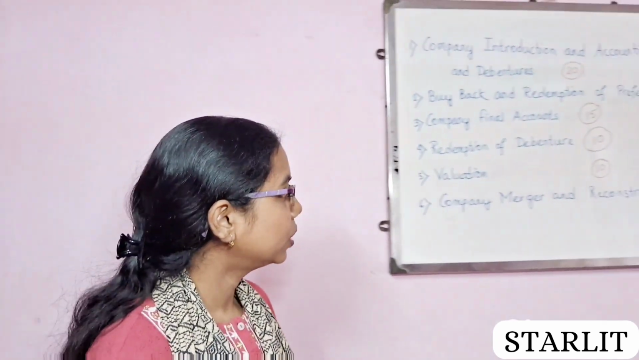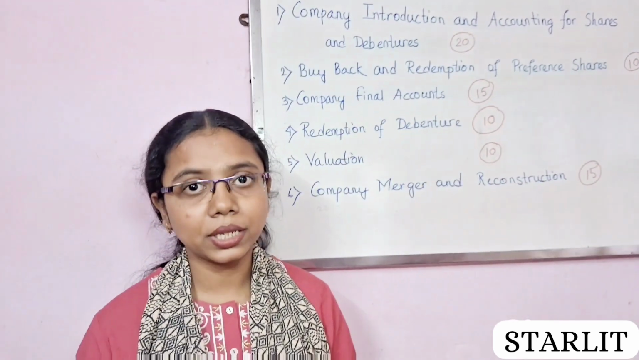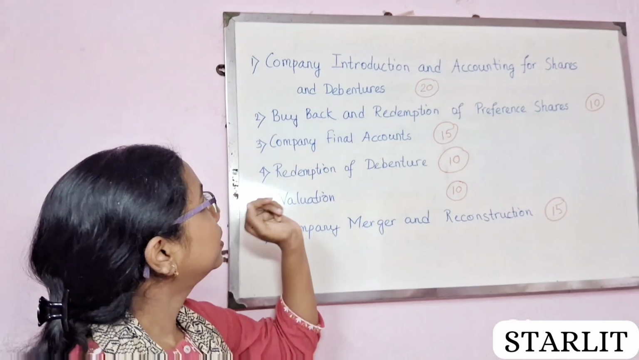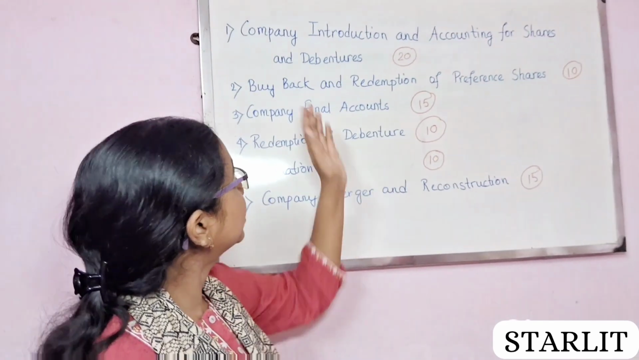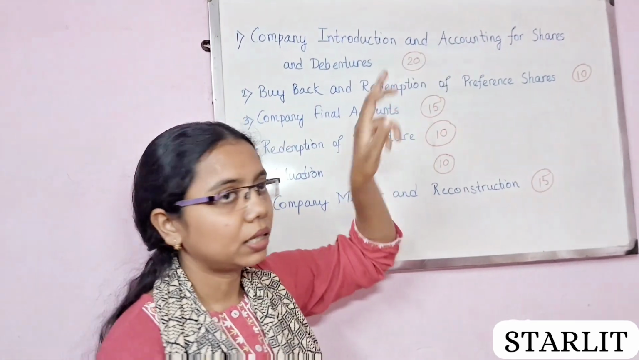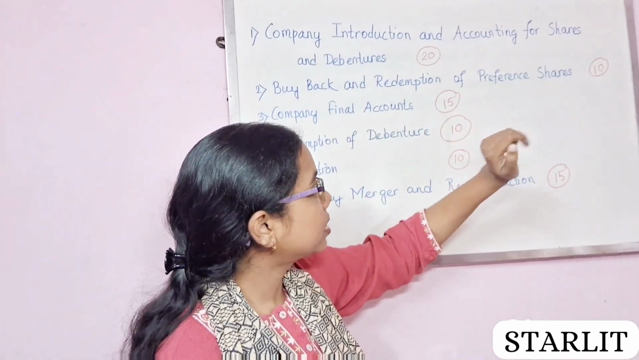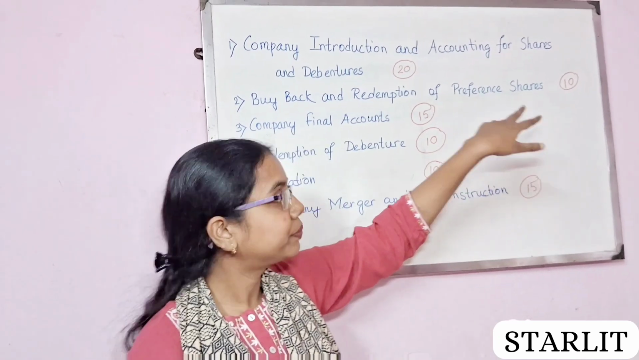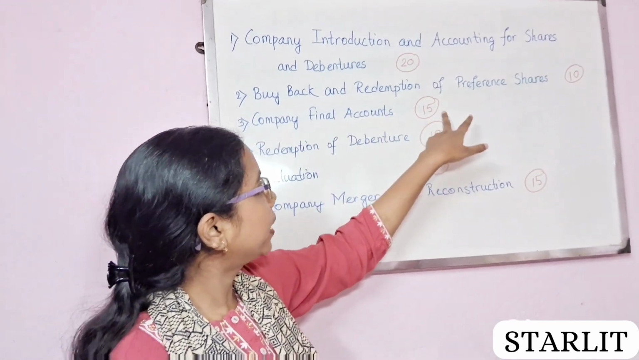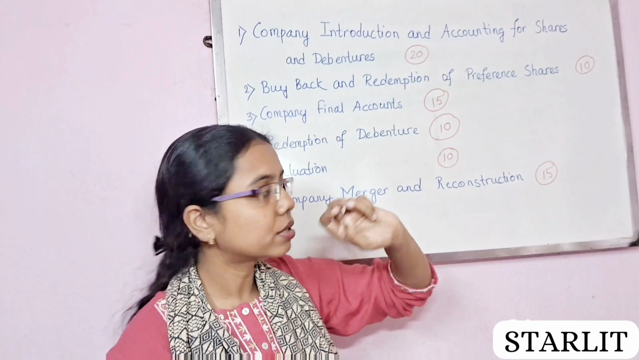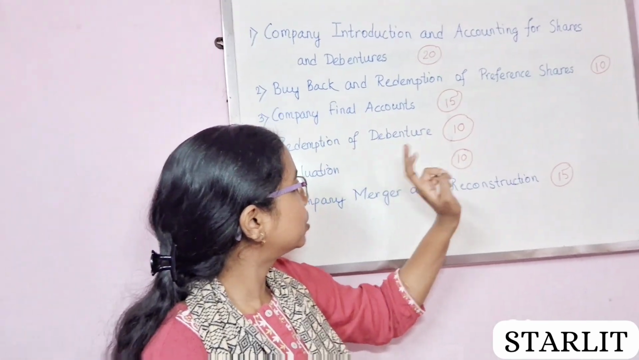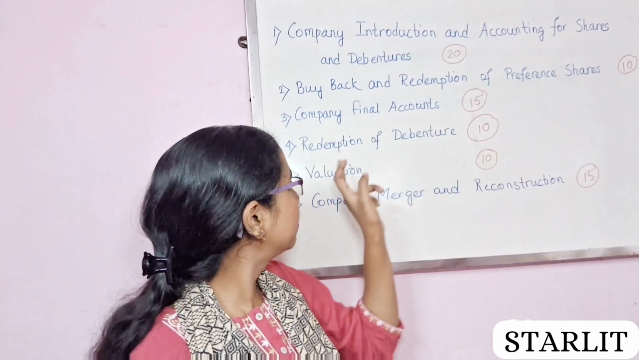Now for this, first of all, we have to know the marks distribution. See, in total we have 6 chapters. First chapter is Company Introduction and Accounting for Shares and Debentures, where 20 marks are allotted. Second chapter, Buyback and Redemption of Preference Shares, 10 marks. Third, Company Final Accounts, where there will be questions of 15 marks. Fourth, Redemption of Debentures, 10 marks.